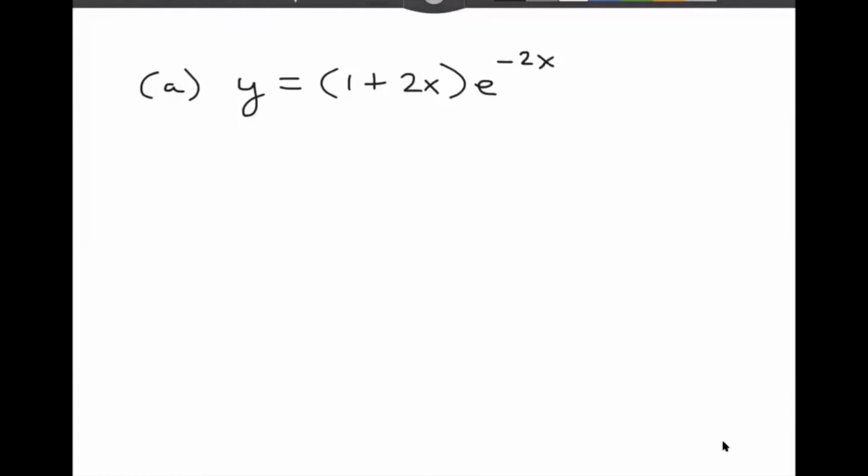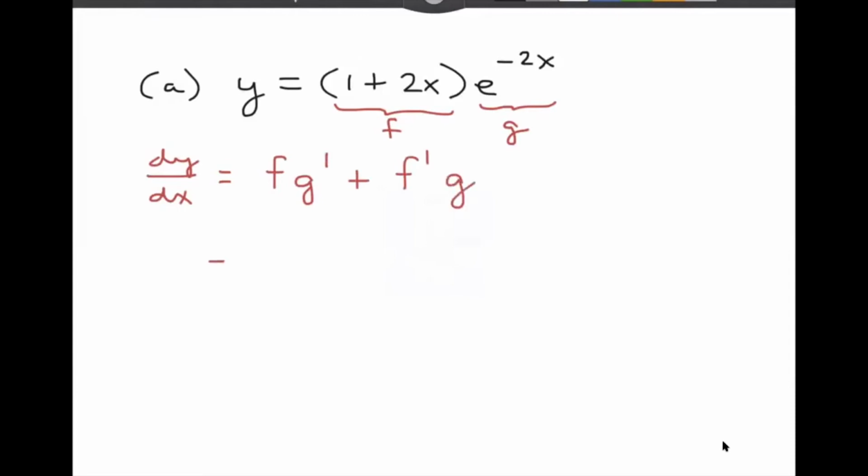All right, here we go. Y equals (1 plus 2x) times e to the negative 2x. And we want to find dy/dx. So here we're going to be using the product rule. If you think of this as f, think of this as g. The derivative is going to be the first times the derivative of the second plus the derivative of the first times the second. All right, so f is 1 plus 2x.